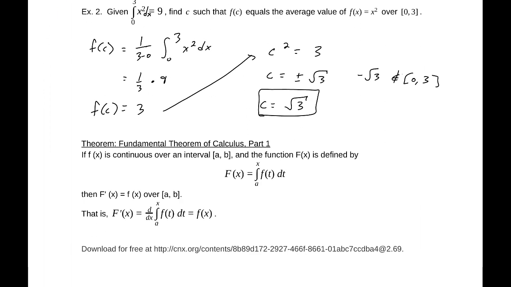All right, now the Fundamental Theorem of Calculus, part 1. This theorem ties together two important things. That is, it ties together the derivative of a function and the integral of a function. Turns out that for the antiderivative, if you take the derivative, you get the function. We've talked about this loosely, but this really ties the two things together.